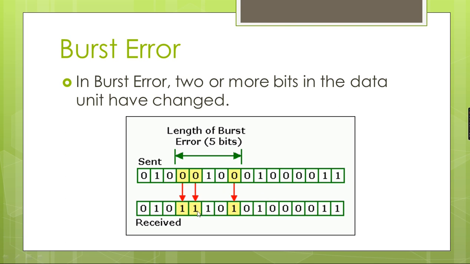Now how many bits are changing? 1, 2, 3 bits are changing, but we say that the length of the burst error is 5 bits, because the change started from this bit and ends at this bit. Totally how many bits are corrupted? Totally 5 bits are corrupted, from this starting point to this ending point. Therefore we say that the length of the burst error is 5 bits.